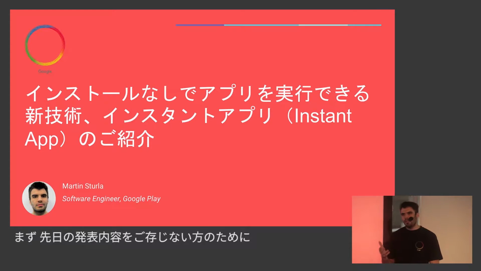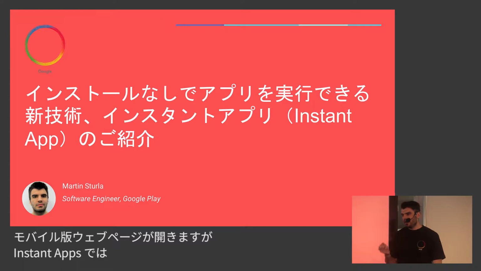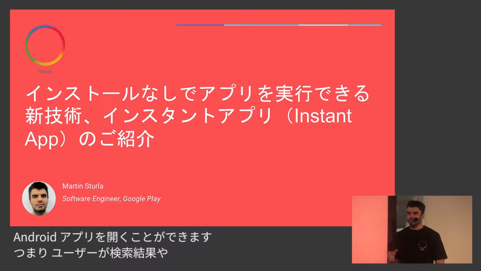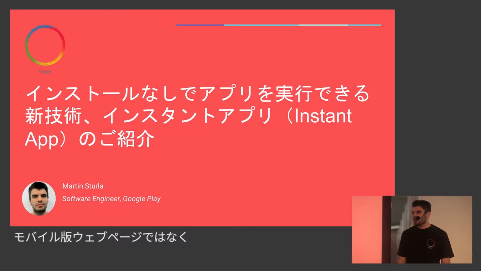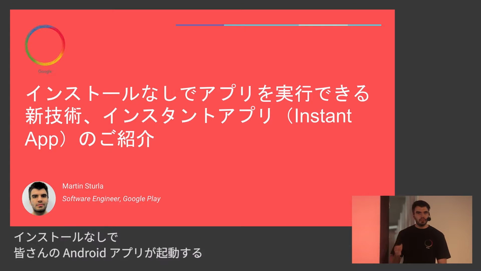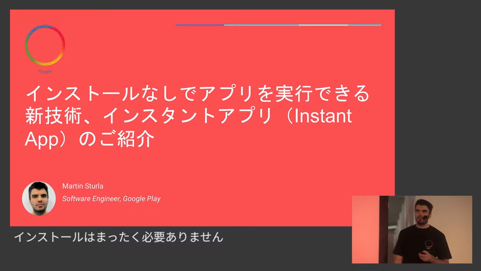First, let's take a quick recap of the announcement, because maybe not everyone is up to speed on this. Instant apps allow you to get your users to your flagship Android experience from links that would otherwise open your mobile web page. This means that when users click a link, either from search, social media, messaging, or other links in general, they will get your Android app without installation instead of your mobile web page. There's no installation required.